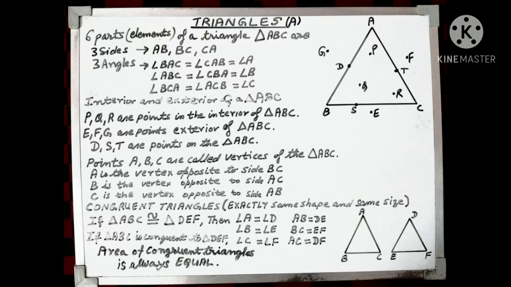Next very important thing: when triangles are exactly the same shape and size, the area of congruent triangles is always equal. That is, congruent triangles have equal areas, and if two triangles have equal areas, they will be congruent.